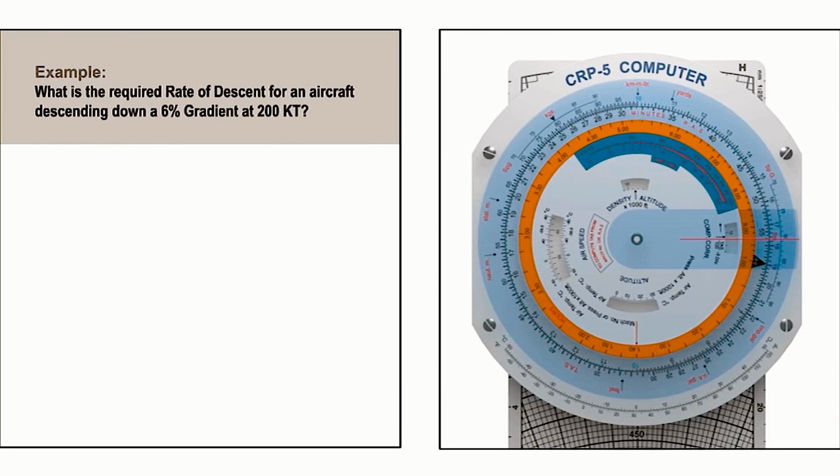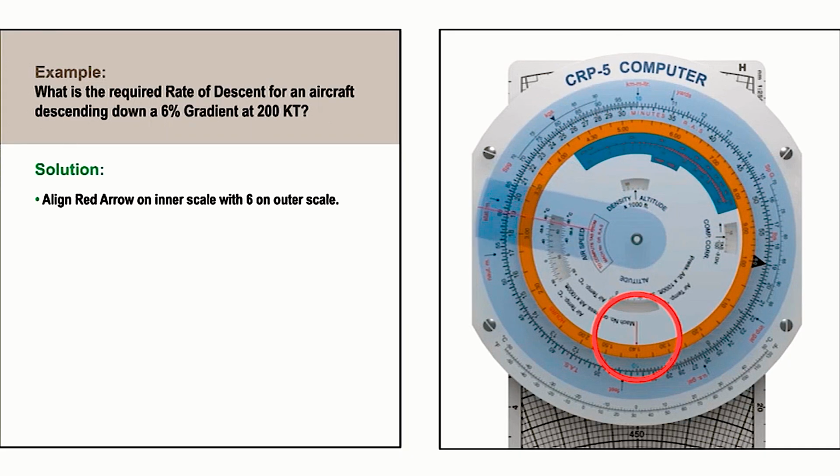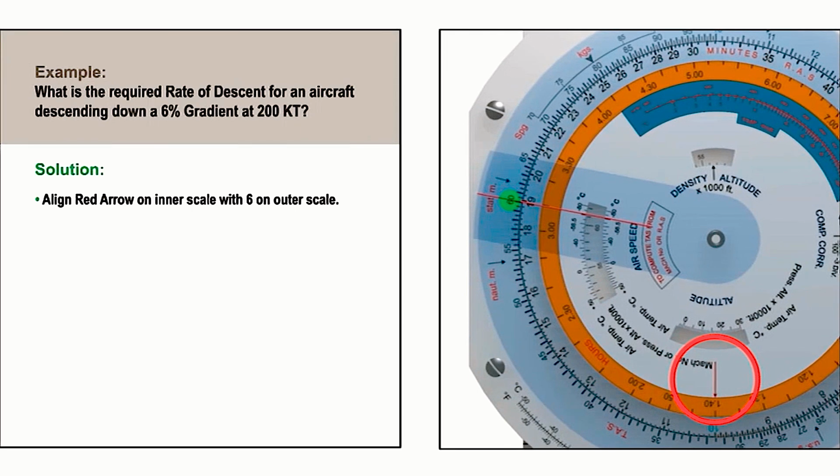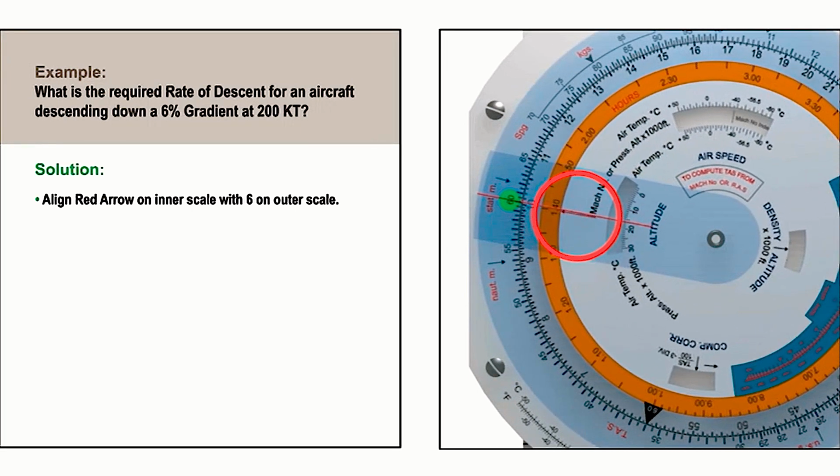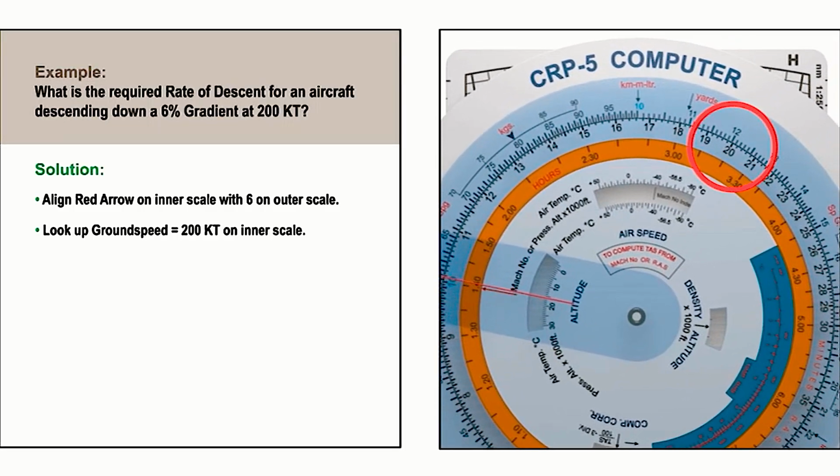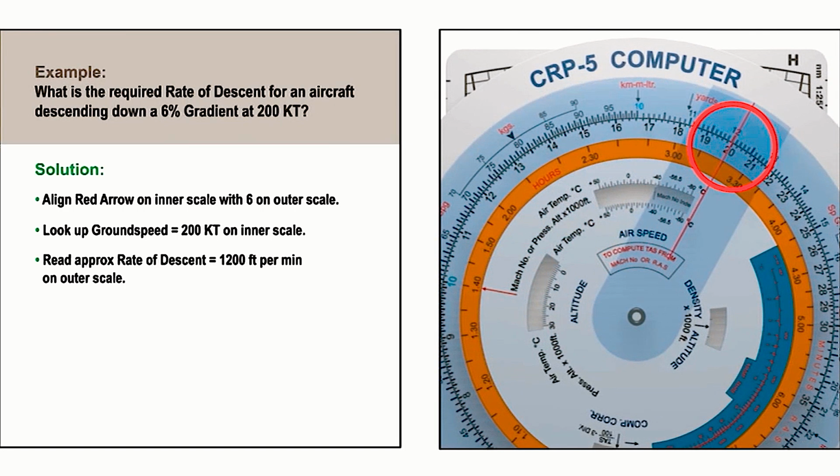And to work out the rate of descent required to fly down a 6% gradient at 200 knots, we first align the red arrow with the gradient of 6 on the outer scale. Then look up the ground speed of 200 knots on the inner scale and read off the approximate rate of descent, 1200 feet per minute, on the outer scale.